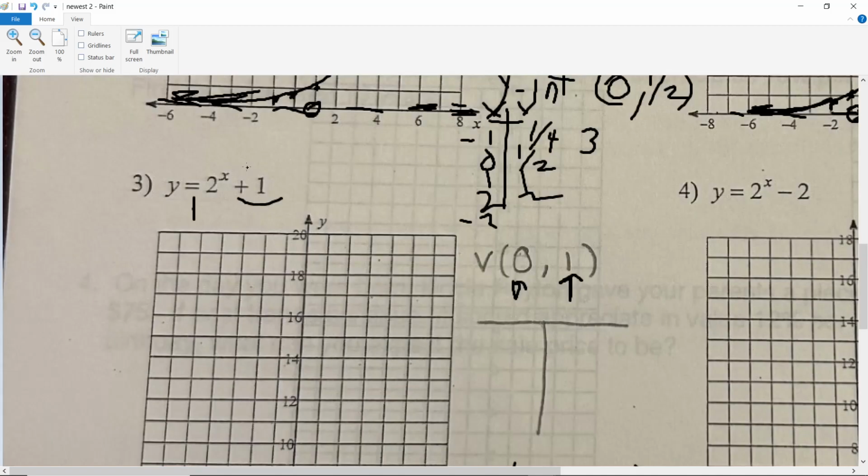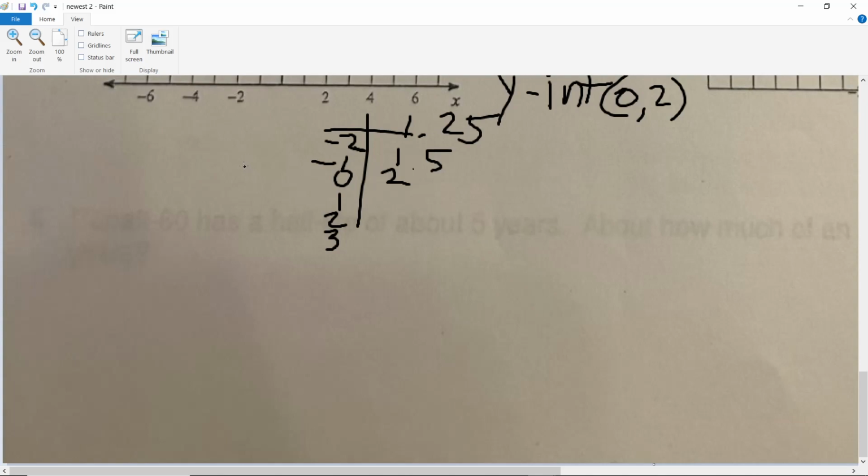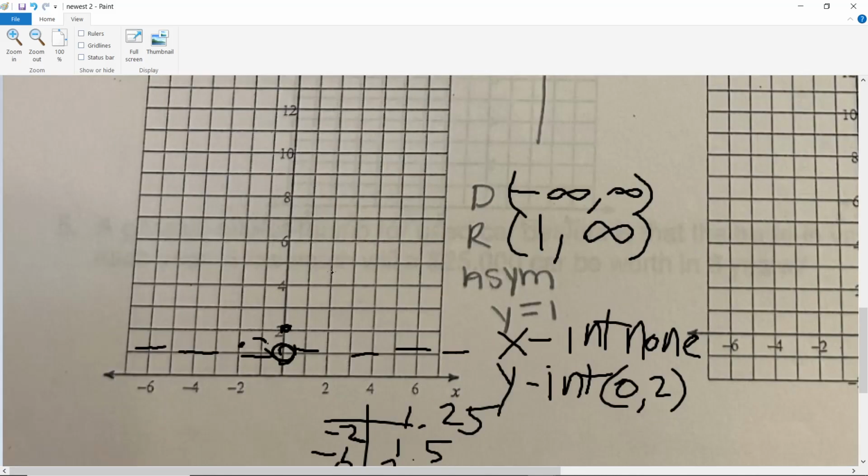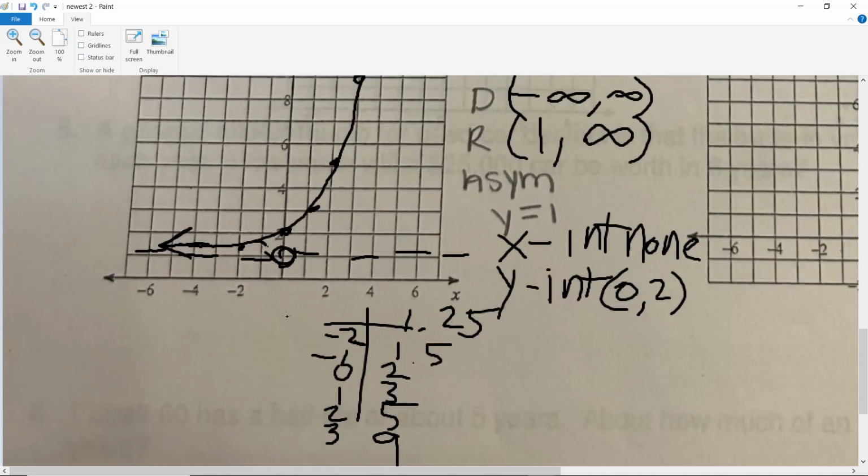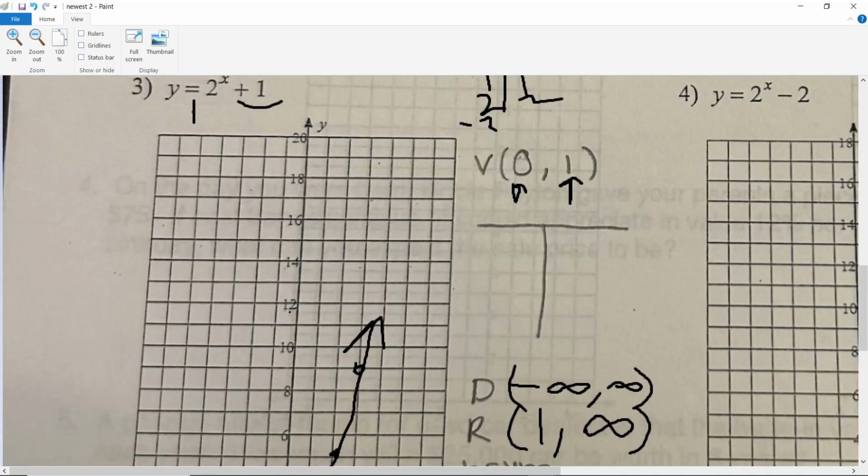And then at 1, 2 to the first is 2 plus 1 is 3. 2 to the second is 4 plus 1 is 5. 2 to the third is 8 plus 1 is 9. So 3, 5, and 9. That's enough to draw it. Make sure to put those little arrows. And I think that's it. Symmetry, it doesn't have any symmetry. Exponential functions do not have symmetry.